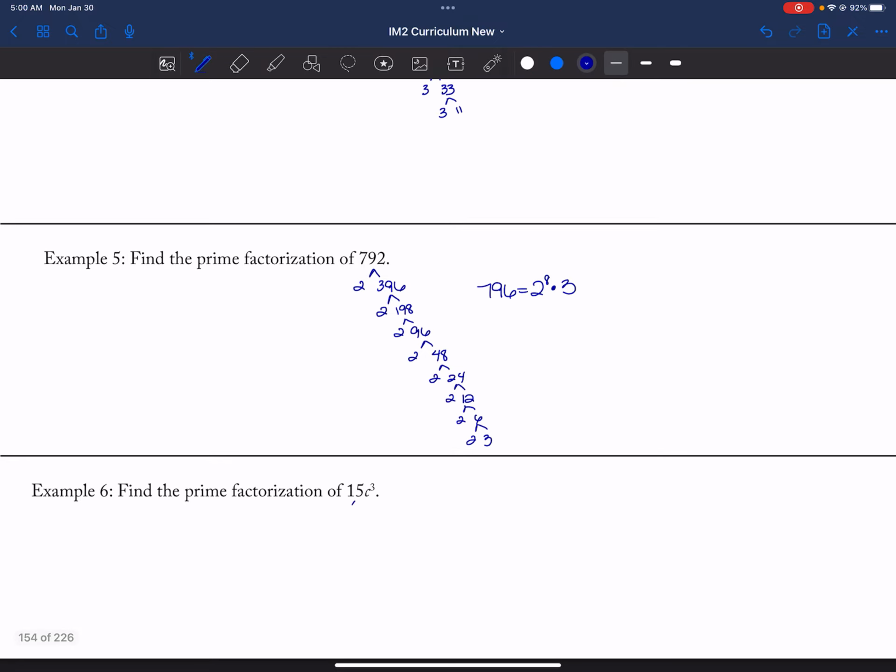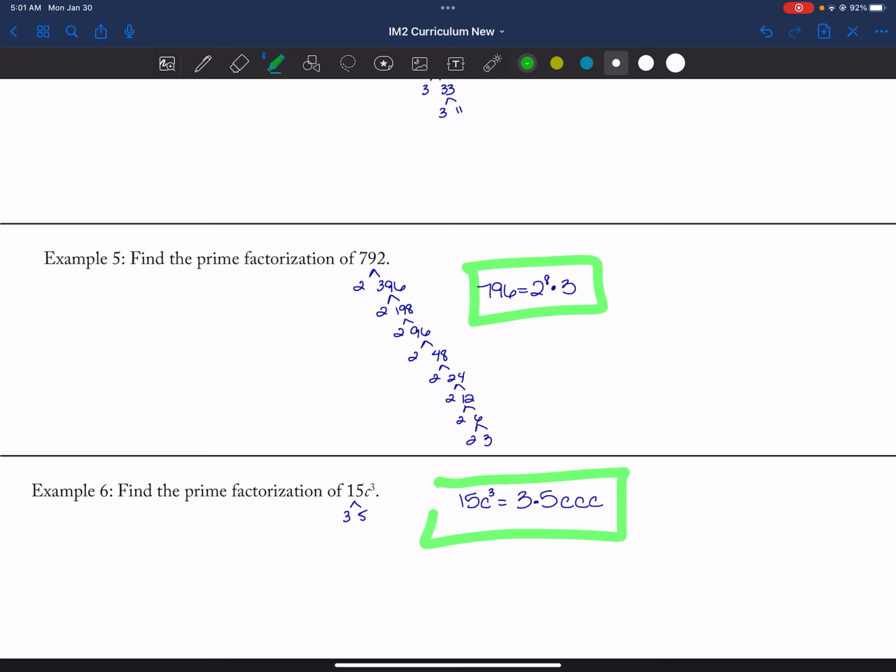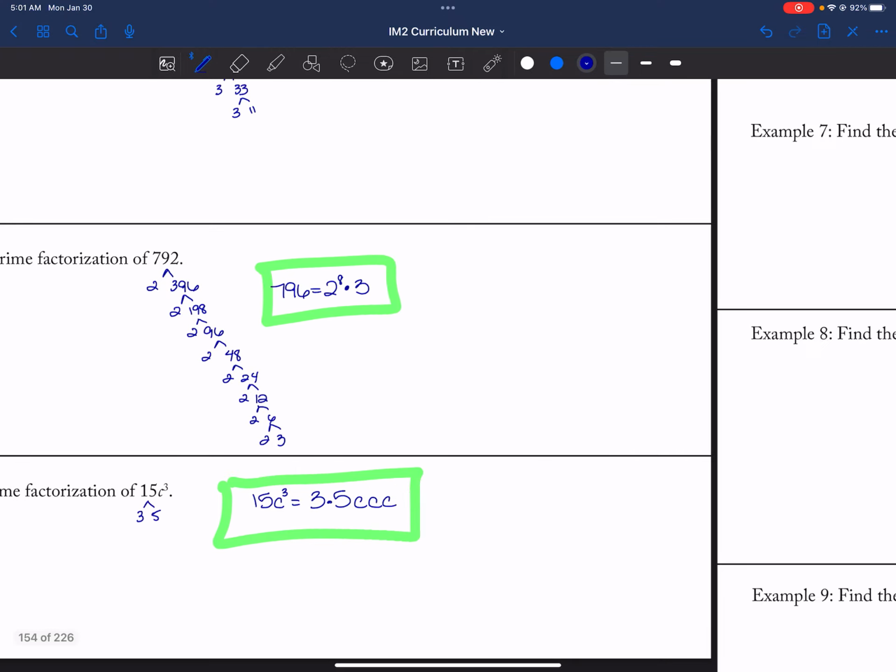15c squared, 3 times 5. Now with these, you could have written cubed. Your prime factorization is 3 times 5 times c times c times c. I don't necessarily need you guys to do that, but in the end, when it comes to prime factorization or just factors in general, that's how you could write it. I'm going to write the variables out this way because when we get closer to the end of this section, there's a couple of examples where it makes it better if you write it out this way. Okay? All right, next one.